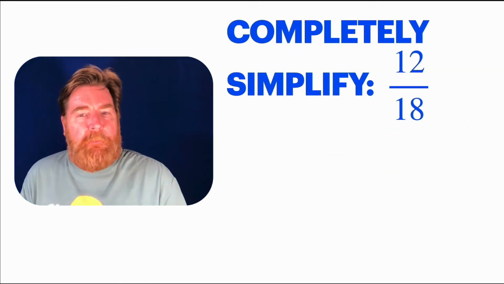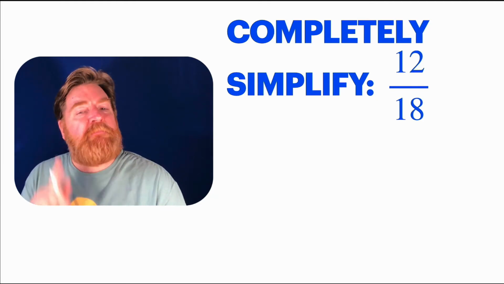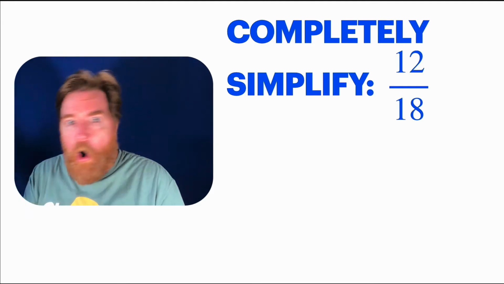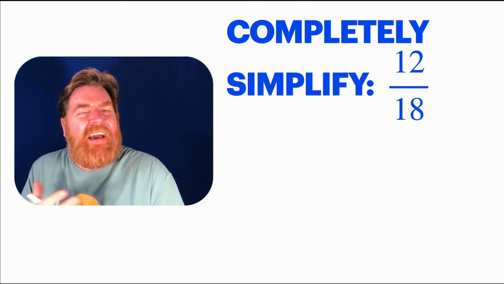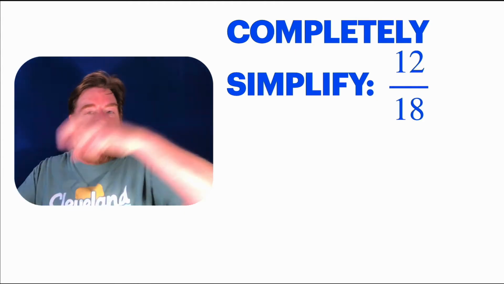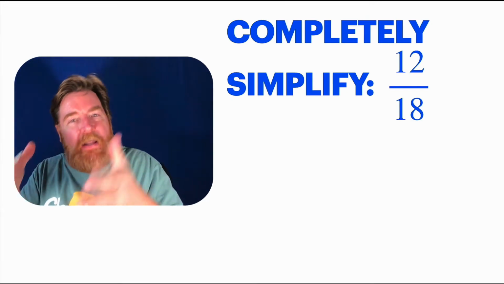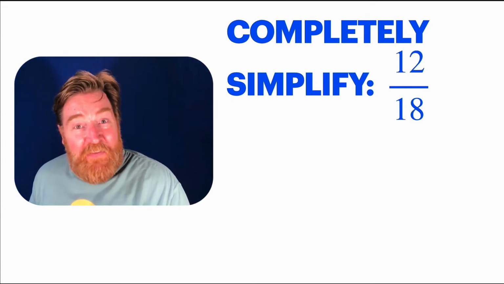Here's another example. Completely simplify 12/18. By the way, the addition of "completely" just means you want to take out all the unnecessary ones, all the extra ones that are kind of like outfits. So you just want to strip off all the outfits on this number, so you're just looking at that bare naked fraction. Sorry about that. All right, 12/18.